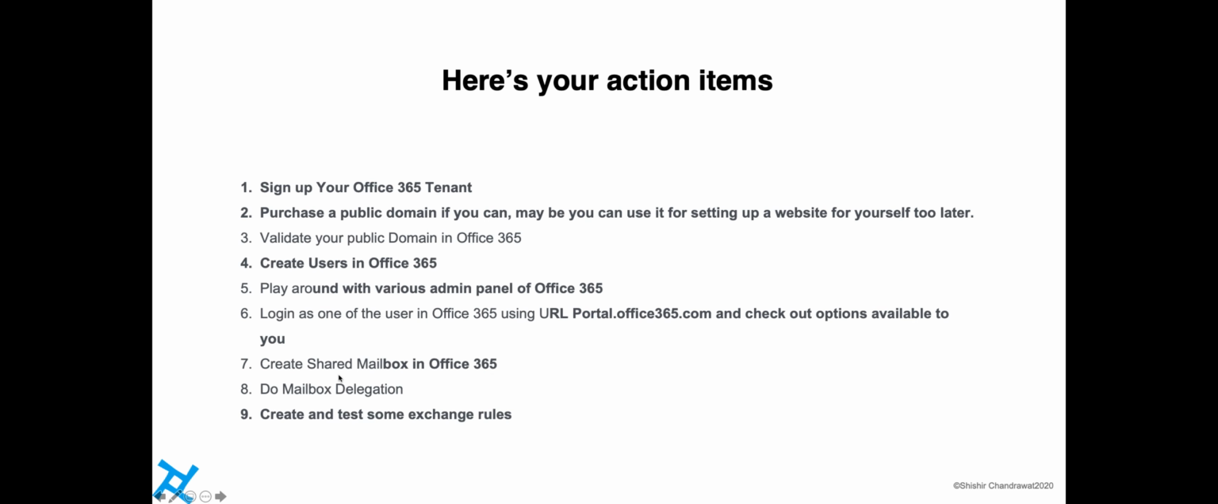So create a shared mailbox. Give delegated permission to the user, do the mailbox delegation, create and test some exchange rules like I showed you. That's a very interesting part. I would say exchange rules and Office 365 exchange connectors are the two places where you have a capability to break the mail flow and cause issues. But yeah, that's how it functions.